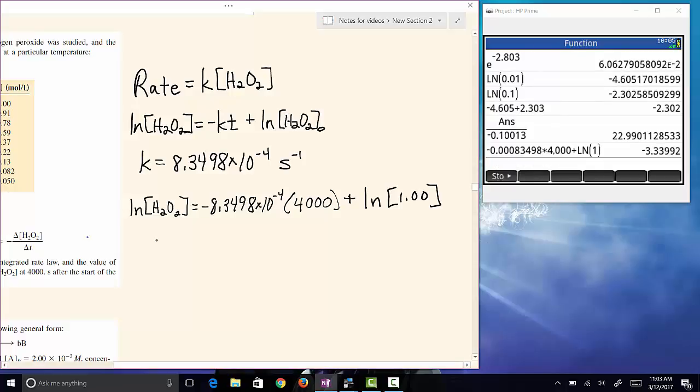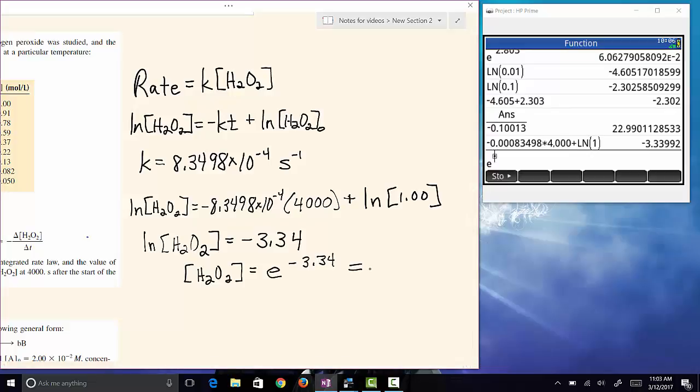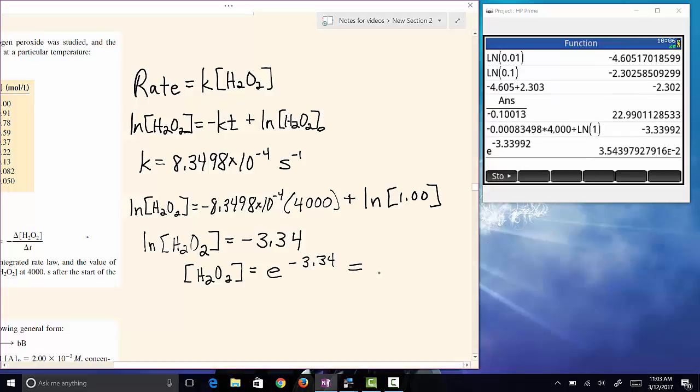Hit enter, and I get that the natural log of H2O2 is going to equal negative 3.34. Then I'm going to do the inverse log. So H2O2 is going to be E to the negative 3.34. I'm going to do shift natural log to get that key, plug that in, and say enter. And so I'm getting 0.0354 would be the molarity at 4,000 seconds.